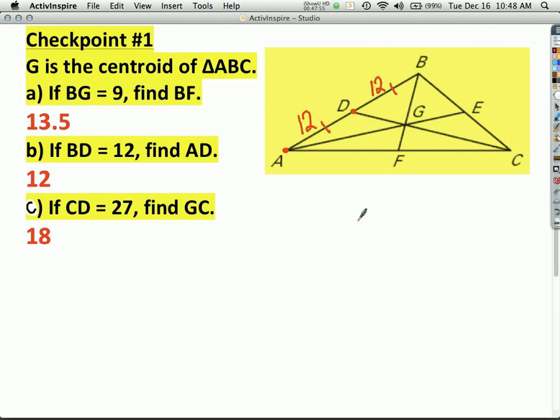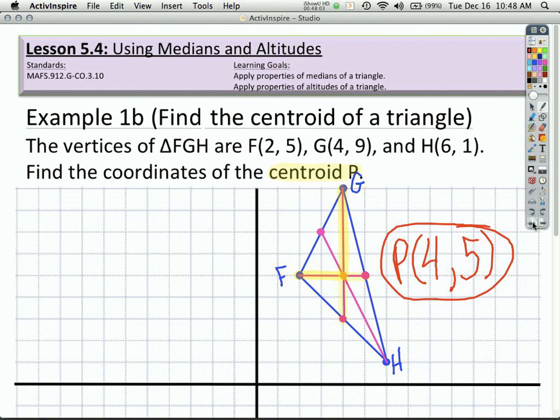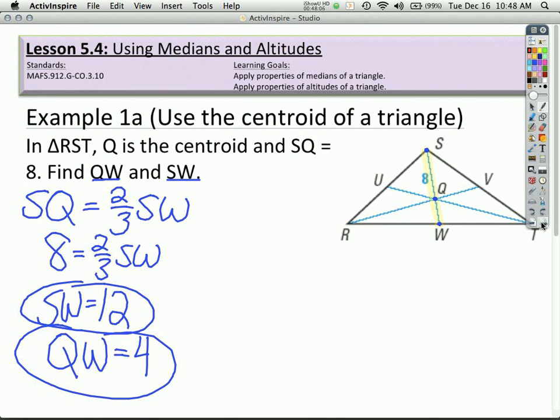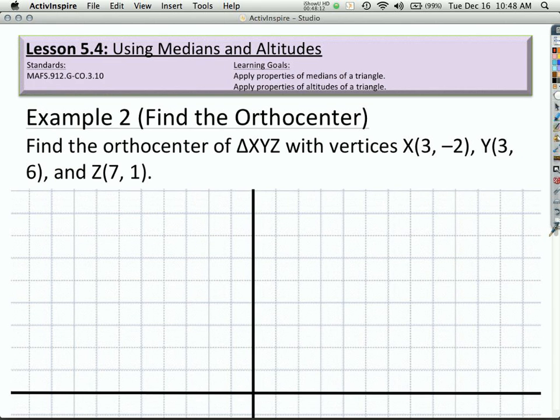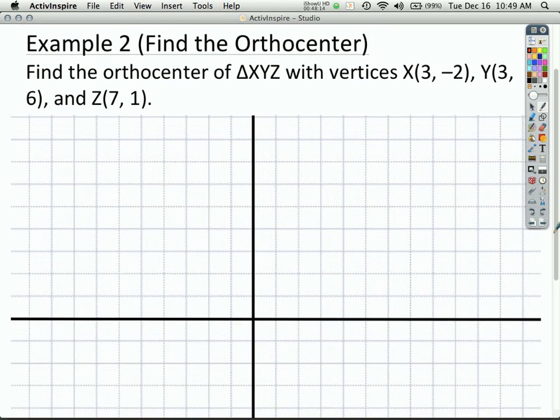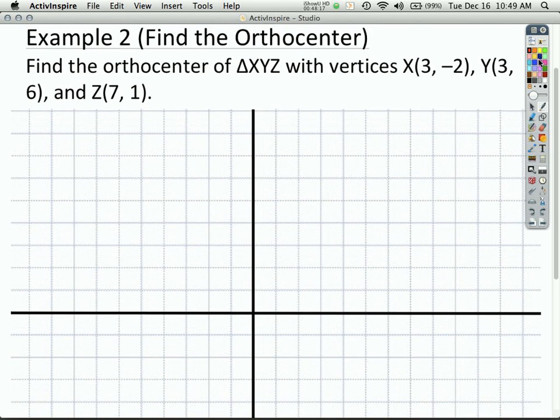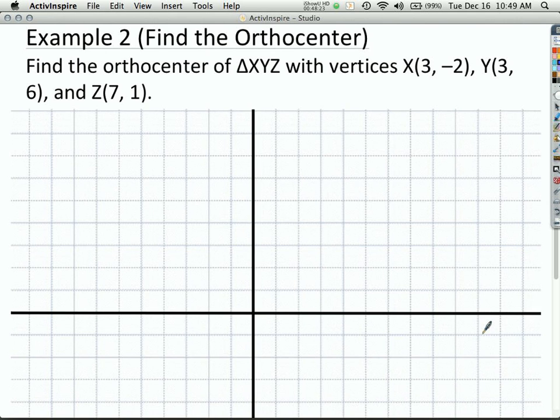Any questions about checkpoint number 1? Any concerns? Okay, so we've spoken about medians and centroids. So now we move to the idea of the orthocenter and an altitude. I am going to warn you that I am personally struggling with the idea of altitude. I am finding it very challenging myself. So hopefully we'll do okay together as a group.